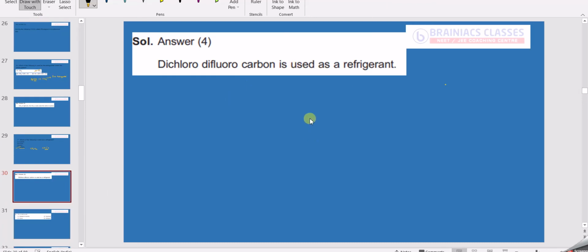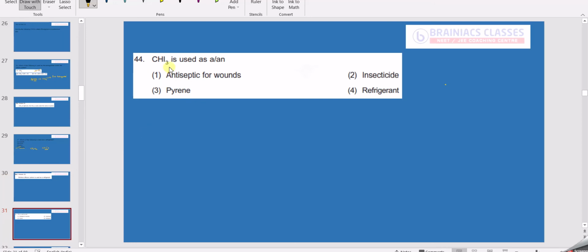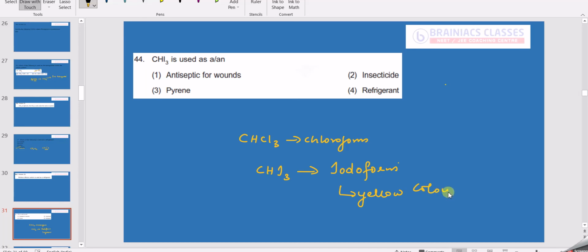Hello, dear students? Yeah. We'll do one more question and wind it up. Can you tell me what this is? CHI3. We know that CHCl3 is chloroform. And similarly, can you tell me what is CHI3? Iodine is coming for chlorine, so it is called iodoform. It is a yellow colored solid, and this is mainly used as an antiseptic. Very important for exam, asked one time. Antiseptic for wounds. So option 1 should be the correct answer.